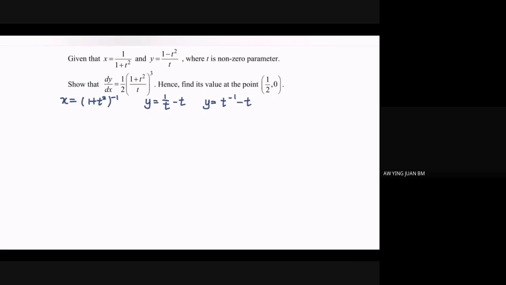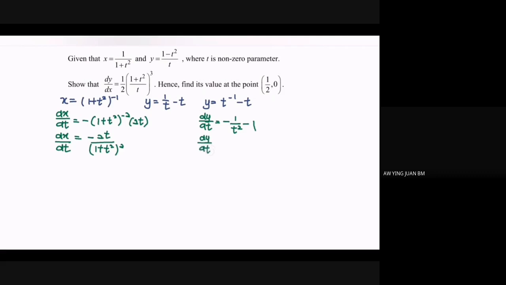Next, we are going to differentiate dx dt equals to negative 1 plus t squared to the power of negative 2 bracket 2t. If we simplify the situation, and we will have negative 2t over 1 plus t squared to the power of 2 for dx dt. For the y, we will have dy dt, where we will have negative 1 over t squared minus 1. If we simplify the situation, so dy dt will be equals to negative 1 minus t squared over t squared.